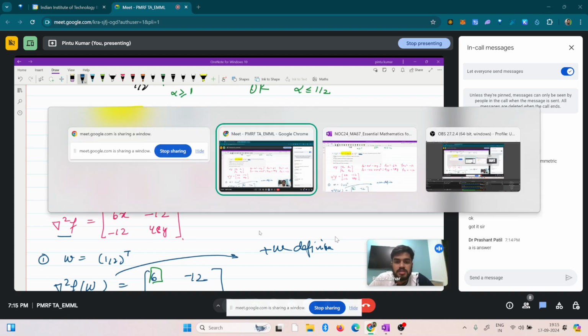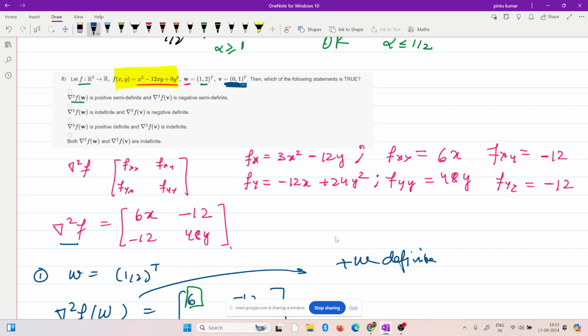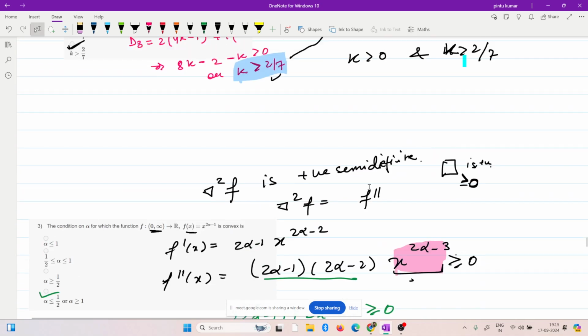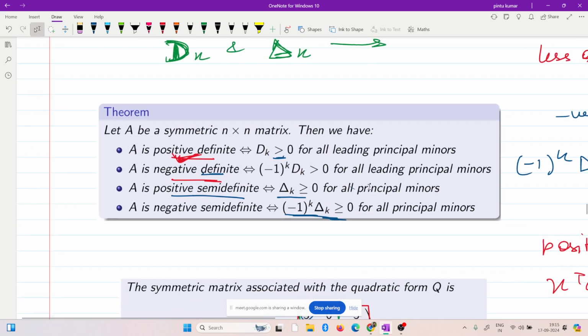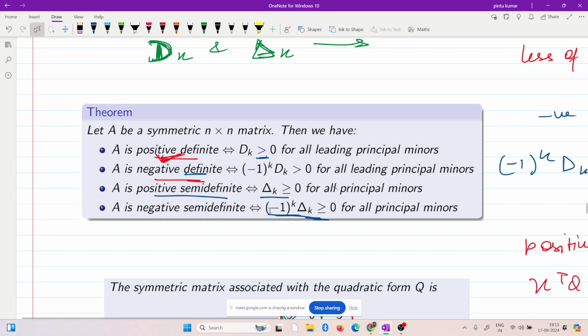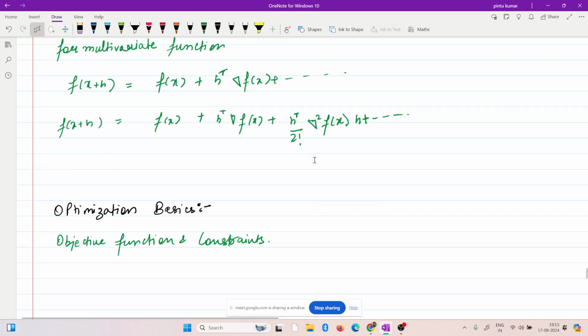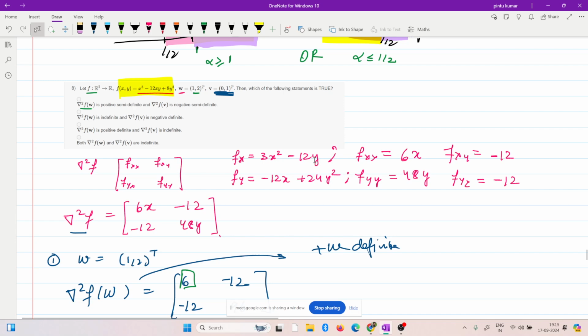Somebody says A is the answer. Okay, that might be possible. We'll have to check. Somebody says C is the answer. I'll also go up and show you the condition to check negative semi-definite. This is minus 1 to the power k, whatever it is, and similarly for dk and this delta k. I'll get back to the question. Take 1 or 2 more minutes. You can try solving this.